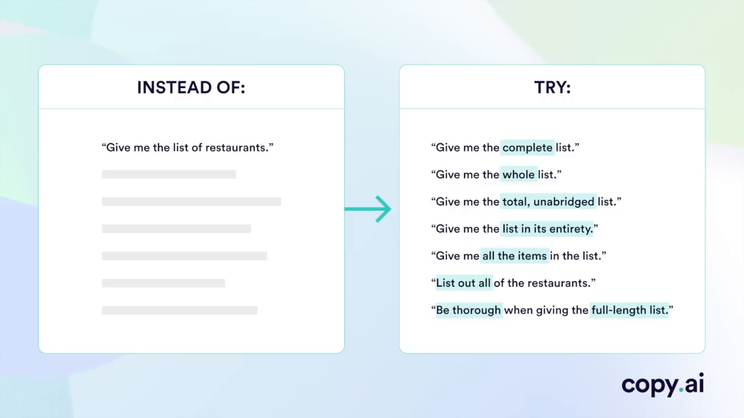There are also always more ways of wording the thing you want than you think there are. You can say, give me the list of restaurants, and if that doesn't work, give me the full list. But if that doesn't work, you can say, the complete list, the whole list, the total unabridged list, the list in its entirety. You know, be thorough when giving the full-length list, like you can play around with syntax that way. And experimenting with this variety can really help you find your way towards better prompts or even making fully non-functional prompts work.